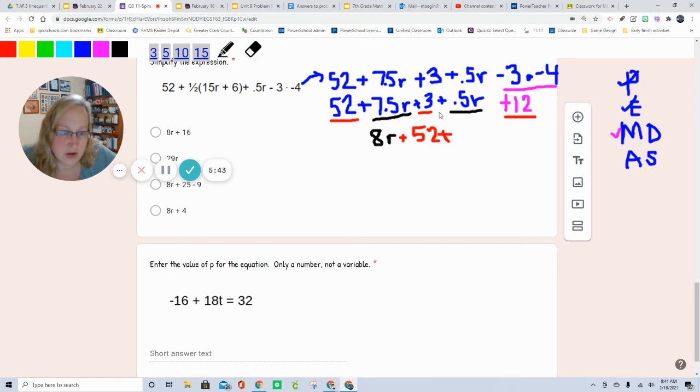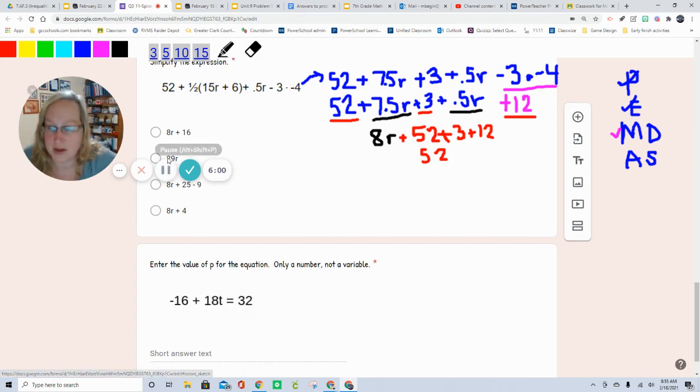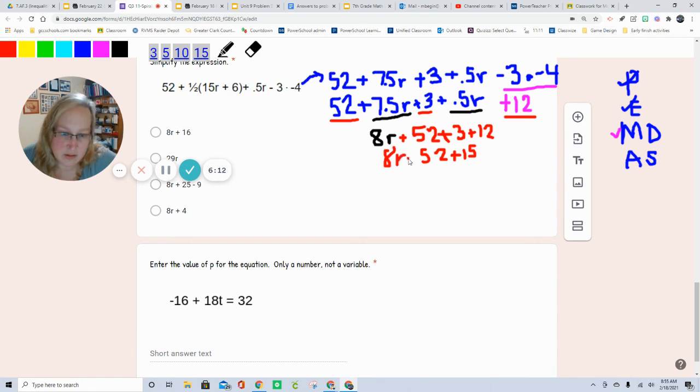That's awful. I'm so sorry. 3 plus 12. So 52. I've done something wrong. Okay, so there is no error on my part. I'm going to have to change the answer choices, which I will do before I send this out. So continue to write 52 plus 15 and bring down your 8R. And your final answer will be 8R plus 67.